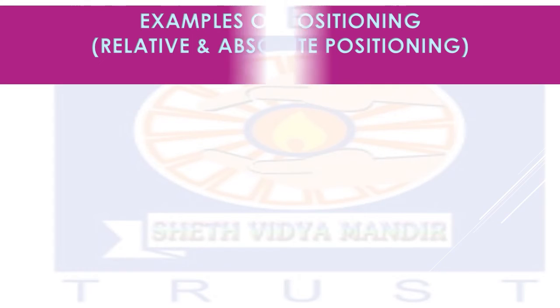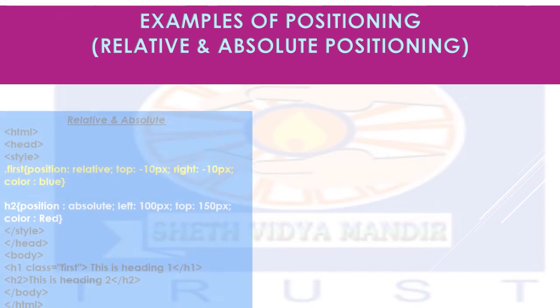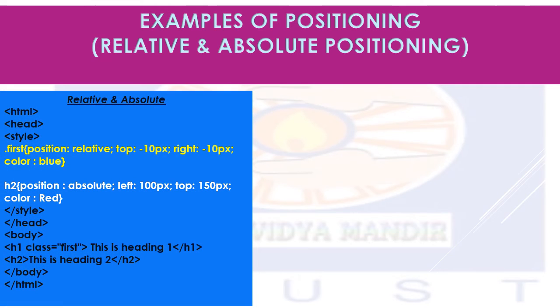Okay students, coming to the examples of relative and absolute positioning. Now you already know the definition of relative and absolute positioning. Here we can give the coordinates to the elements and we can specify where exactly we want those elements on our web pages. On the left hand side you can see the relative and absolute example. I have given both in one program, so it becomes easy for you to understand what we mean by relative and absolute positioning.